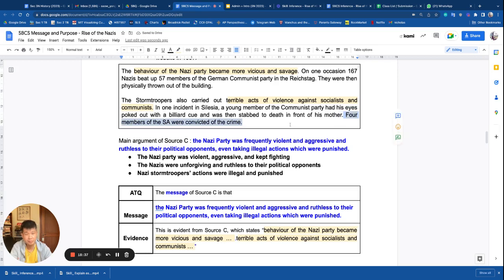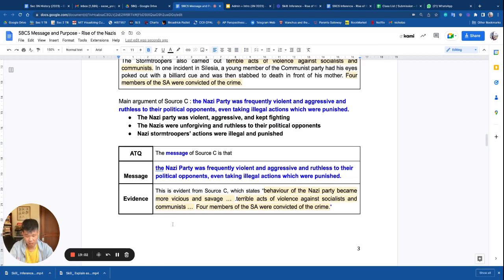Okay. At any point, if you needed to pause the video to copy the notes into your own worksheet, you can do so. Pause the video and copy down the notes that you need. And with this, I have finished the lesson on message. Let's recap. What is a message? The message is the main argument of a source.